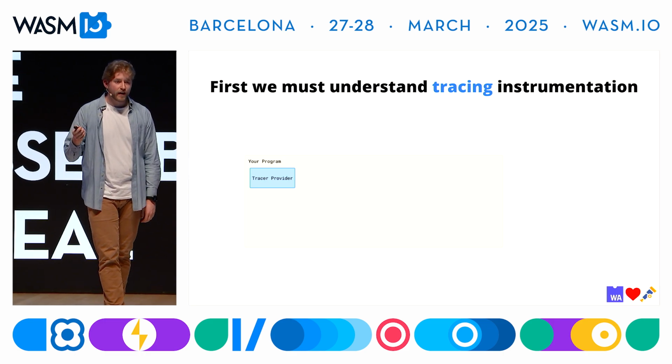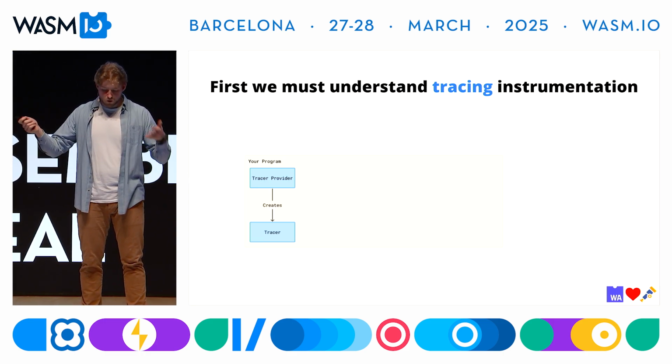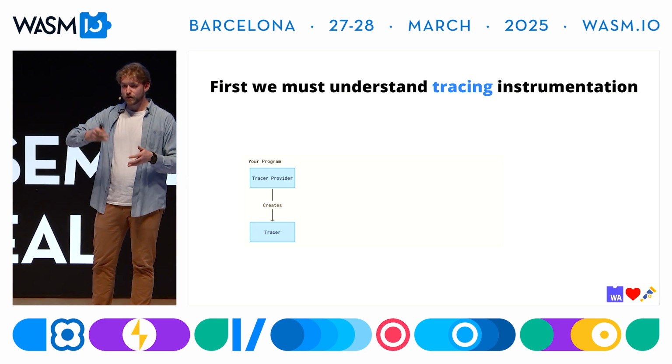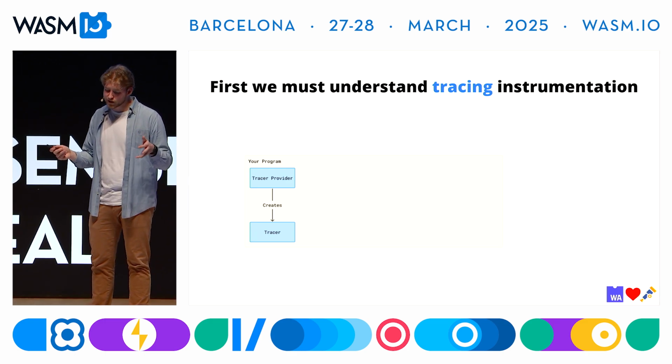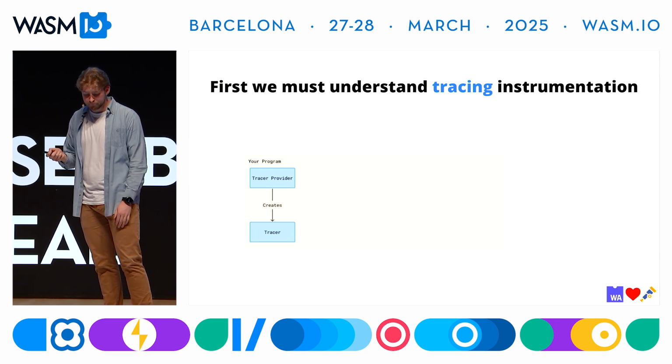And that tracer provider is going to allow you to create a tracer. Now, you can, of course, create multiple tracers. It allows that, and you'll typically do that if you want to have a different tracer for different scopes of the code base. But in practice, most of the time, you'll just have a single tracer that you're using.